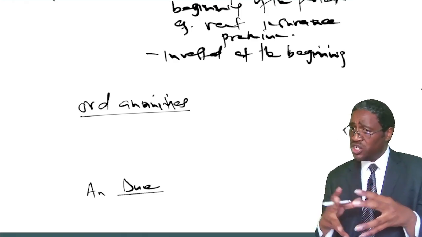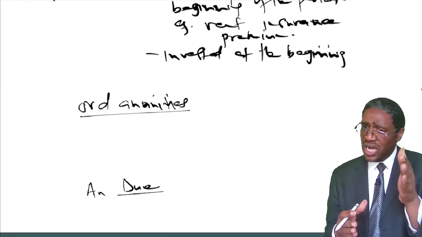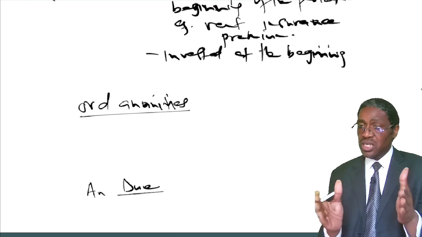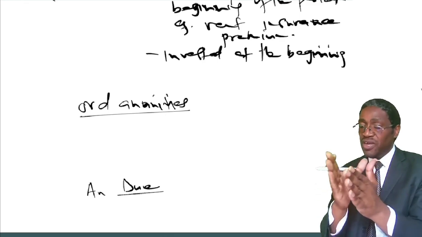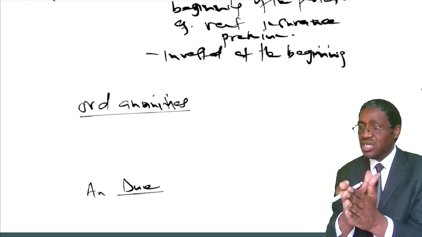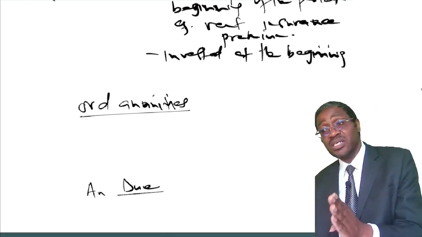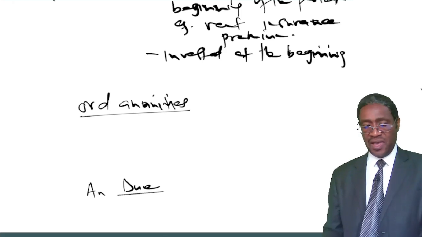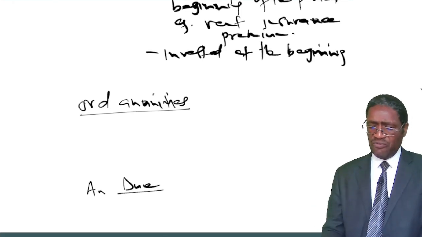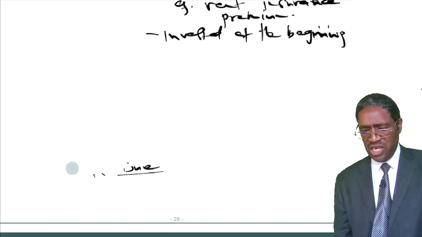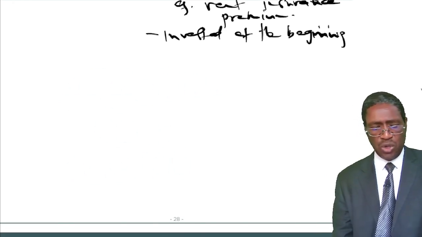If it's annuity due, the first one you are putting at the beginning will earn interest even for that year. If it's ordinary annuity, the first one you are putting will not earn interest that year. It will start earning interest for the remaining portion of the period. Good. Let me give you the formulas for each of these 2 types of annuities.